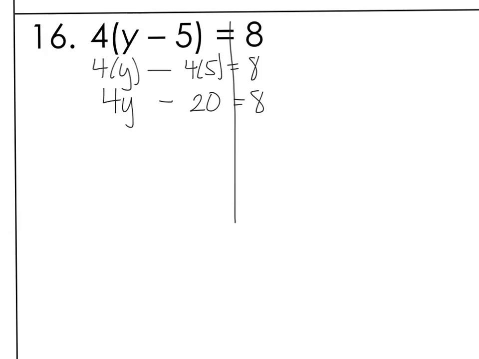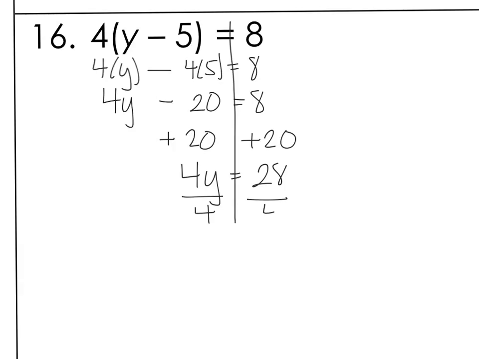All you had to do was distribute. Now you just need to go back and treat it like a multi-step equation. No big deal. Get the variable by itself. So I have 4y equals 28. Divide by 4 on both sides because dividing is the opposite of multiplying. 28 divided by 4 is 7.